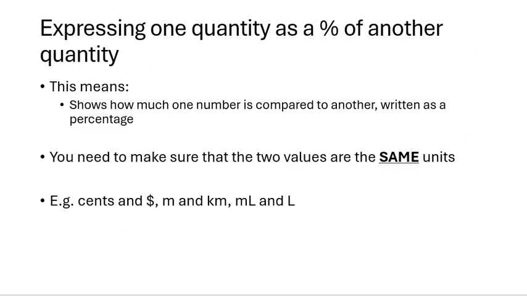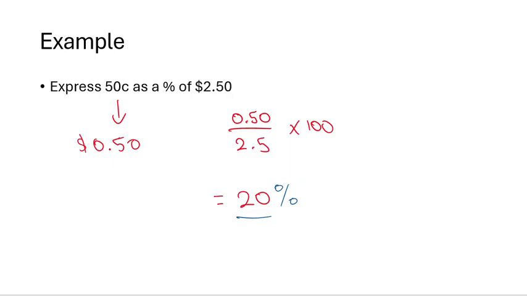Okay. Expressing one quantity as a percentage of another just means how much one number is compared to another, and you just write it as a percentage. First thing you've got to do is make sure they have the same units. If you have a look at my example here, it says express 50 cents as a percentage of $2.50. You need to convert one of these two prices to match the other. In my case here, I've converted 50 cents and written it as dollars instead. And then I've just done 0.50 over 2.5 times 100. You end up getting 20%.